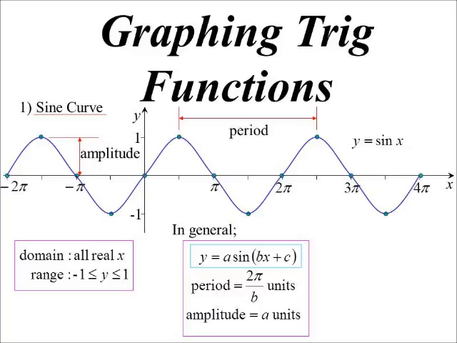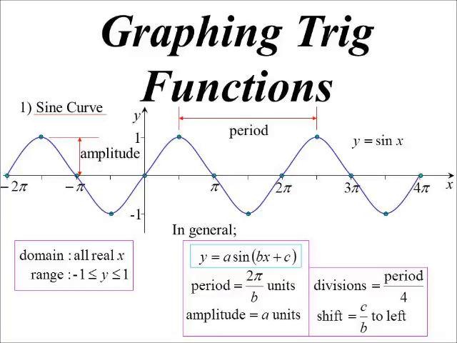There's another thing I like to work out. It's not a technical thing, but it's just so I know where to mark off my points. Because I know there's 4 key points in any period, and that's where I'm going to plot my boundary values. So whatever the period is, I'll divide that by 4, and that's where I'll mark off on my x-axis. And of course, if there is a shift happening, remember the shift is not c, but it's c divided by b. Because the shift has to be factorised, it has to be grouped with the x. So it's actually c divided by b if there is a shift happening.